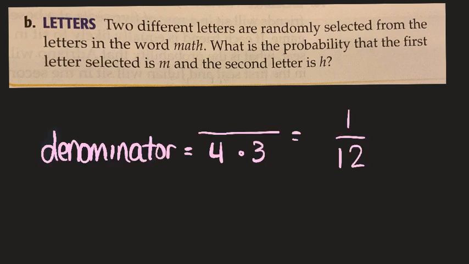The answer is 1/12. The probability is 1 out of 12. They want the probability, not just the total. But we use our new strategy to find the denominator, the total. There are 4 letters, 4 options, for the first letter. And then if M is taken out of math, then there's 3 letters for the second letter. 4 times 3 is 12, and only one possible way to get an M and an H, so the answer is 1/12.